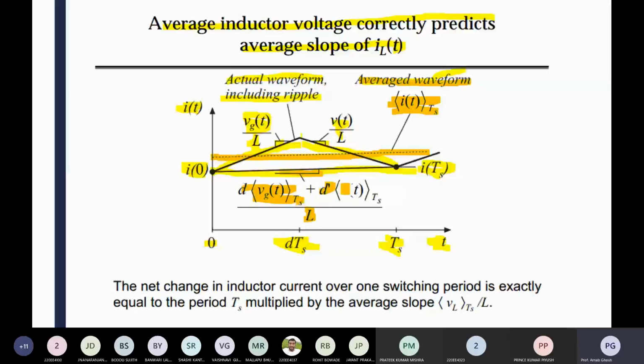Okay, on-time slope plus off-time slope. If we add both of them, you will get that average value. If you divide it by Ts, then you will get the exact average value. That's the convention: the net change in inductor current over one switching period is exactly equal to the period Ts multiplied by the average slope, that is VL(t) average over Ts divided by L.